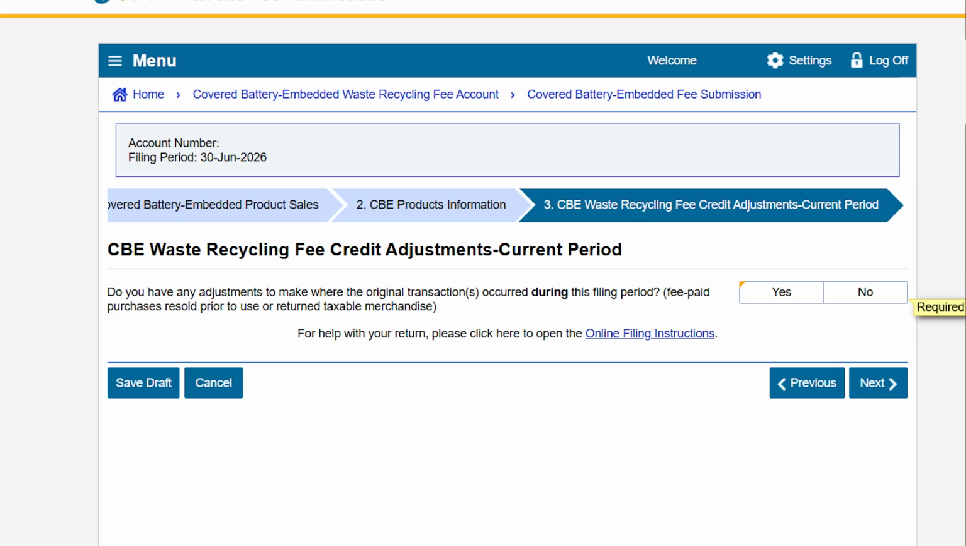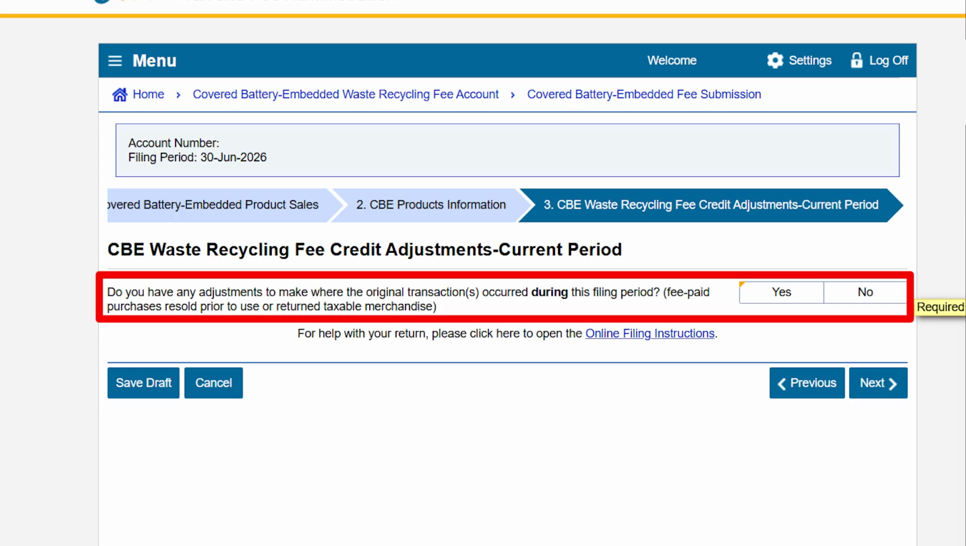This will take us to the CBE Waste Recycling Fee Credit Adjustments for the current period page. Answer the question: do you have any adjustments to make where the original transaction occurred during this filing period? For example, you refunded the CBE fee to a customer for merchandise returned on a sale made during this filing period, and the original sale was included in your total number of CBE products sold for this period.